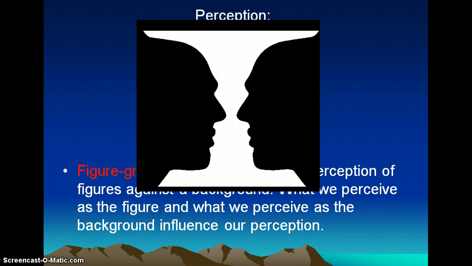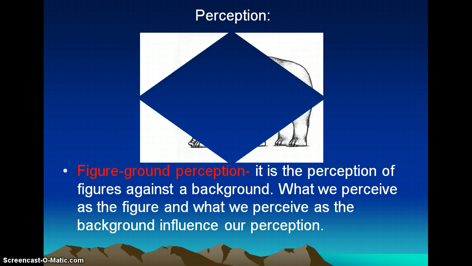If the black is the background, it's a vase. If the black is the foreground and the white is the background, oh, reverse that. It always gets confusing. If the black is the background, it's a vase. If the white is the background, it's two faces. So that's what figure ground perception means.